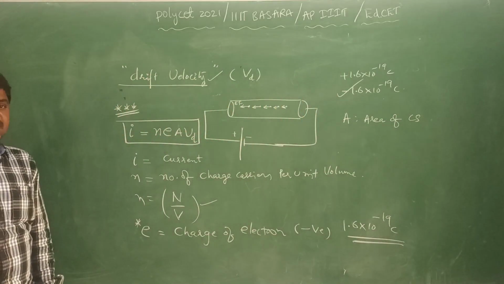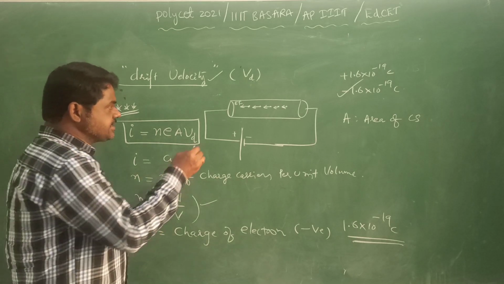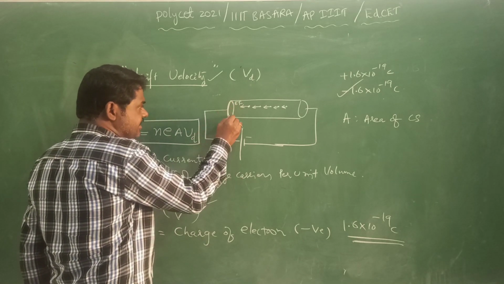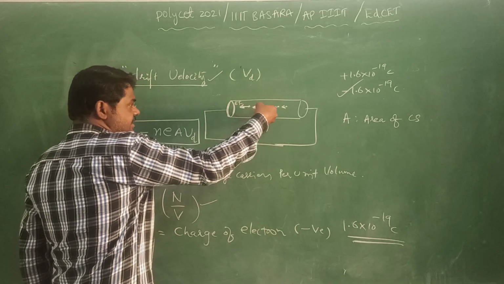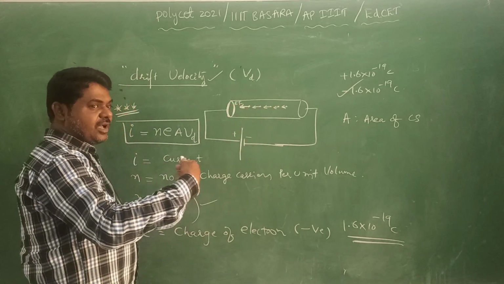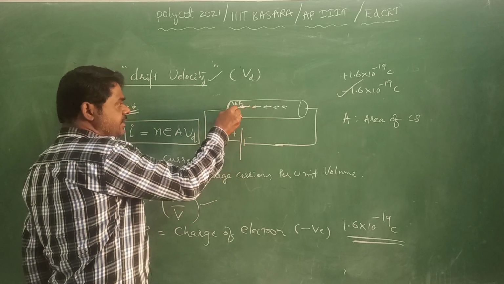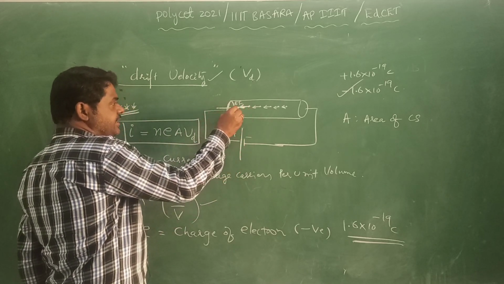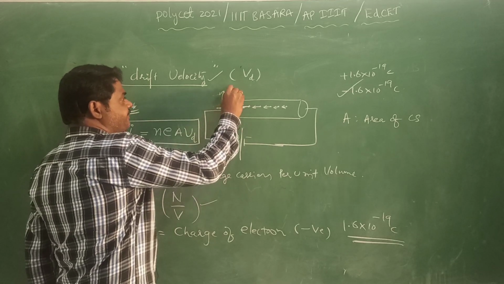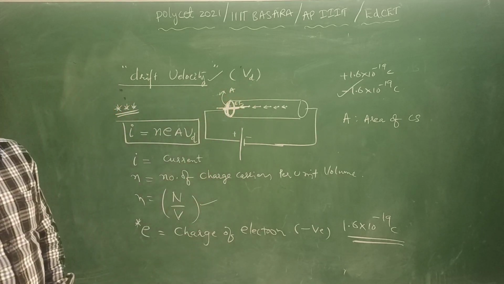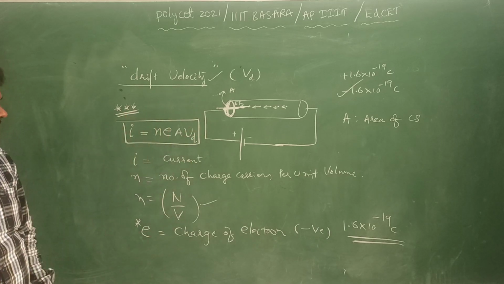Area of cross section. Cross section means this is the cross section, because the charge carriers are coming in this way. Already you know what a cross section is. Cross section means normal. So these electrons are coming in this way, right? So this is the cross section, the area for this particular conductor. So A is the area of cross section.